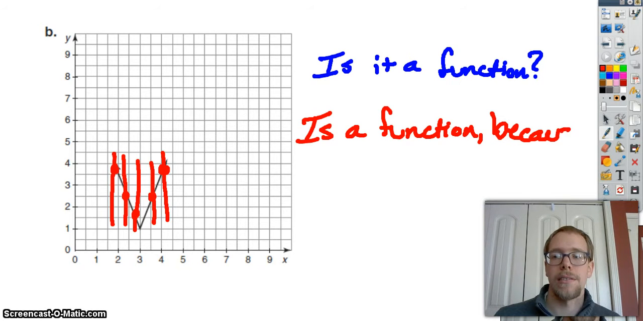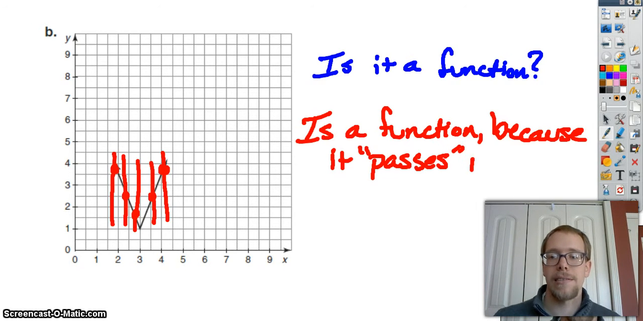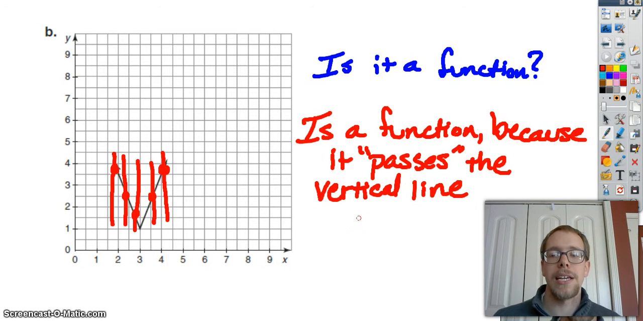Because it passes, and I'm going to use quotation marks here, it passes the vertical line test. Because I honestly need to explain, and if you were to write this out for me, I would want you to explain what it means to pass the vertical line test. And you could tell me, because when I draw vertical lines, those vertical lines only intersect the graph of this relation one time for each line.